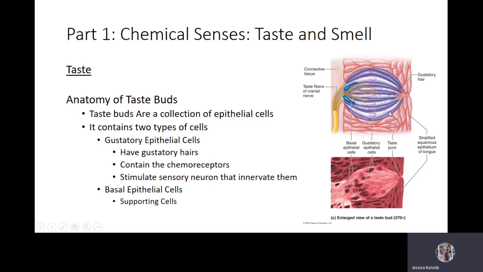So this shows an example where the sensory receptor is on a separate cell that communicates with the sensory neuron. Over here, we have the basal cells. These are a set of supporting cells that help the gustatory cells. So those are the taste buds.